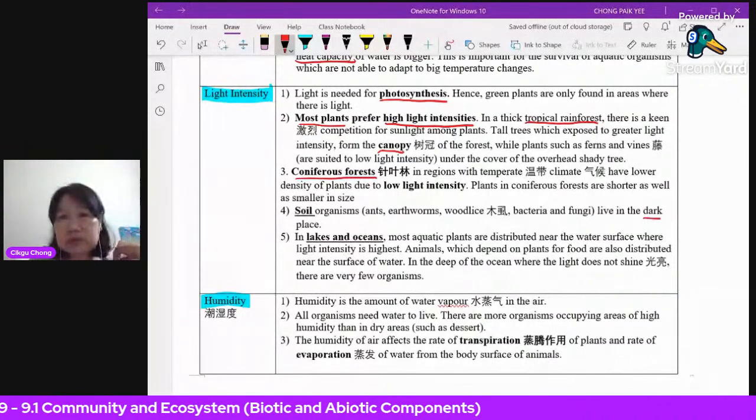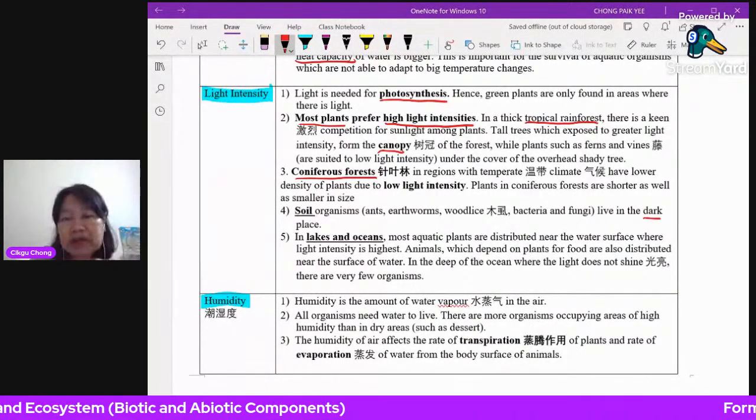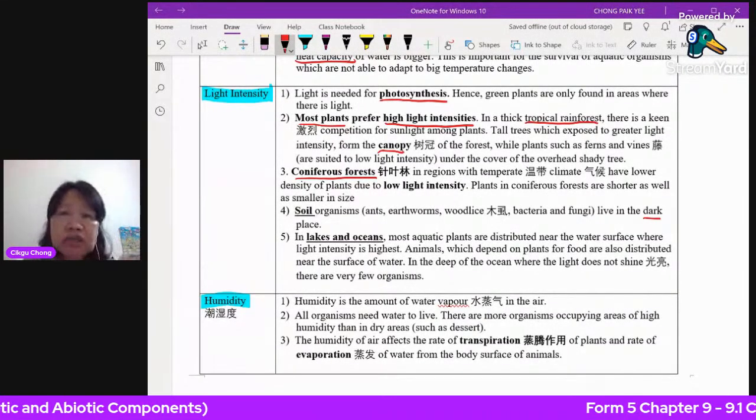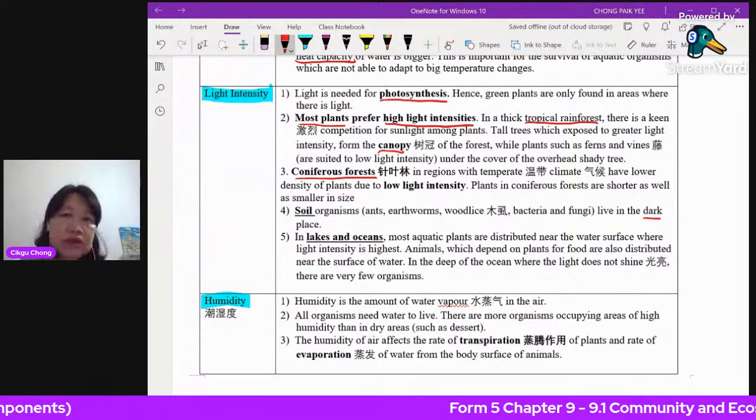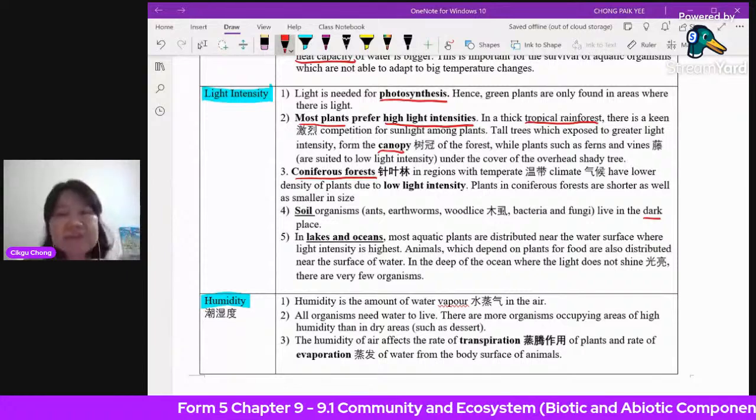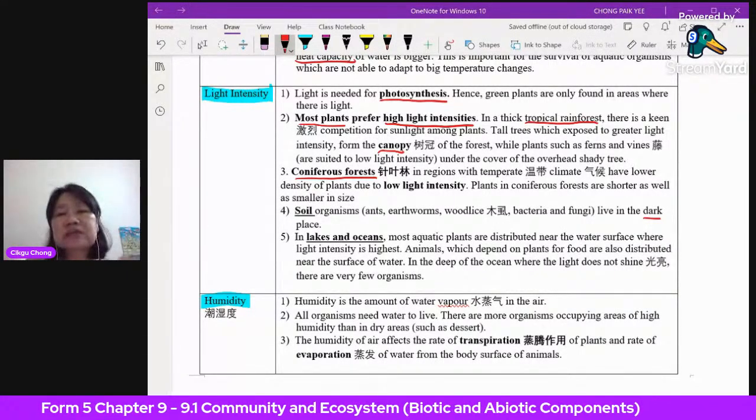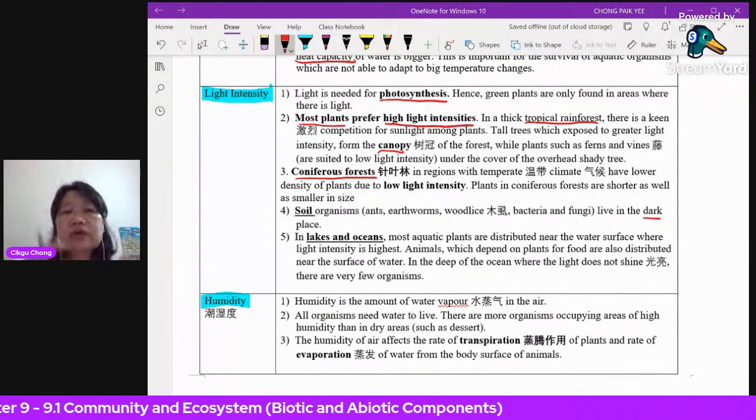So animals, little ants, scorpions, you find many of them hiding under the rock. It's because under the rock, right, you have another kind of climate on its own. It's cooler, it's wetter, right? And then it has got less sunlight, right? So it is less light intensity.